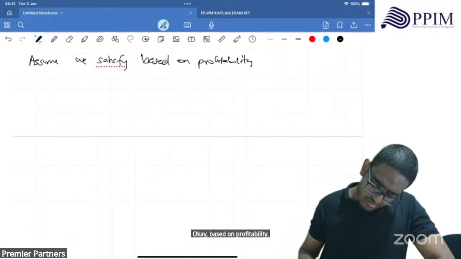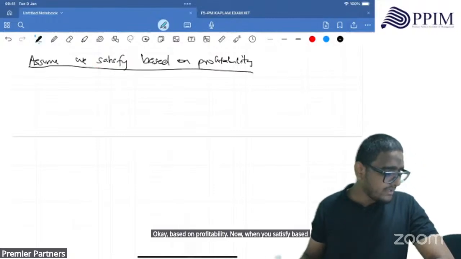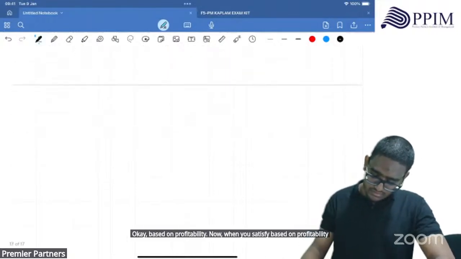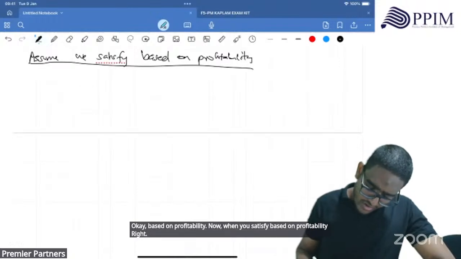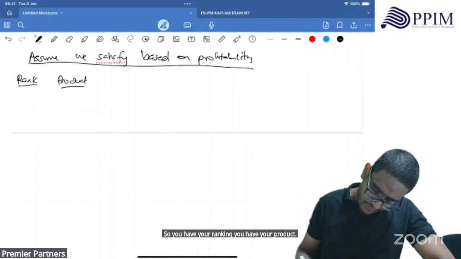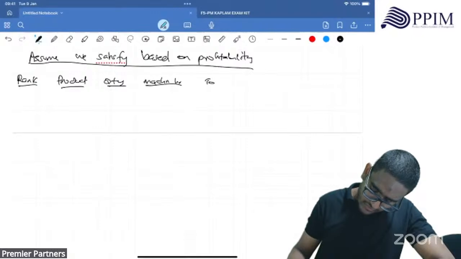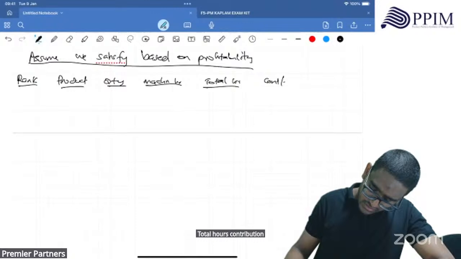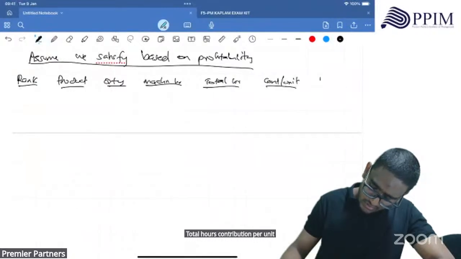Now, when you satisfy based on profitability, you have your ranking, you have your product, you have your quantity, you have your machine time, total hours, contribution per unit, and total contribution.